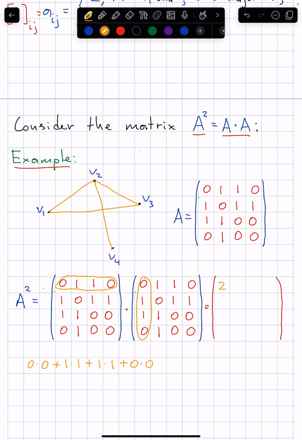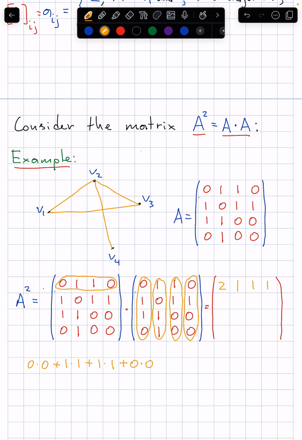So that's 2. Now to get the next entry in the same row, we take the second column and do the same thing. So we'll get 0 times 1, 1 times 0, 1 times 1, 0 times 1. So that's a 1. Now for the third entry, we need the third column. So we got 0 by 1, 1 by 1, and then 0. So it's again 1. And the last column also gives us 1 in the product.